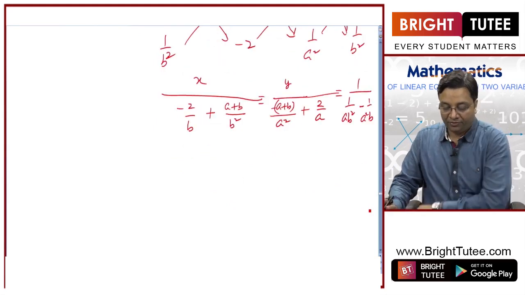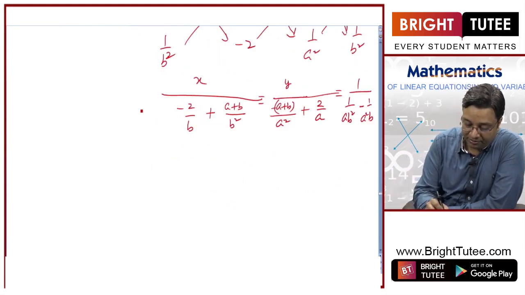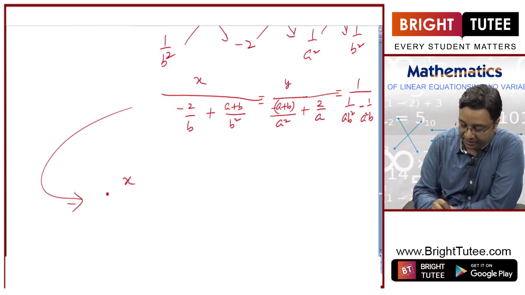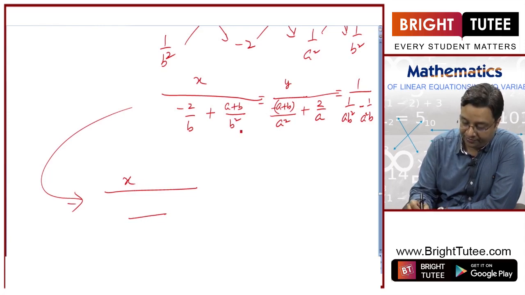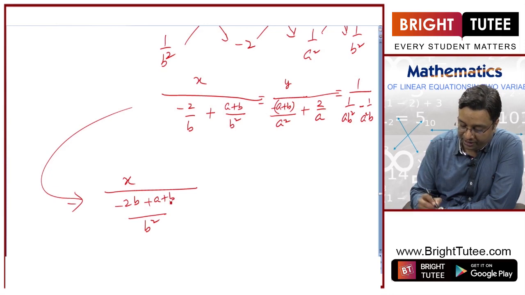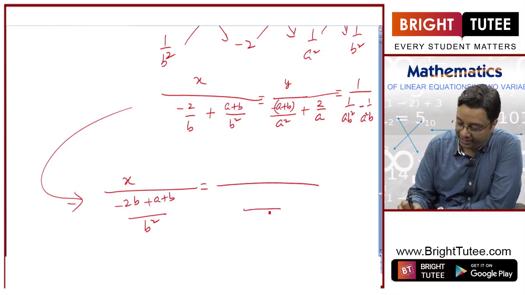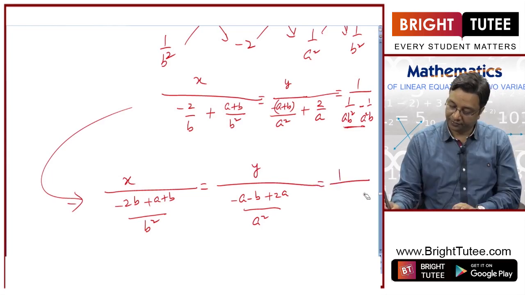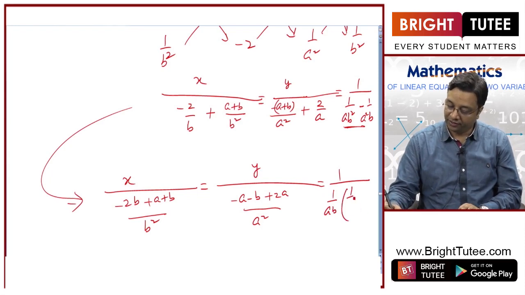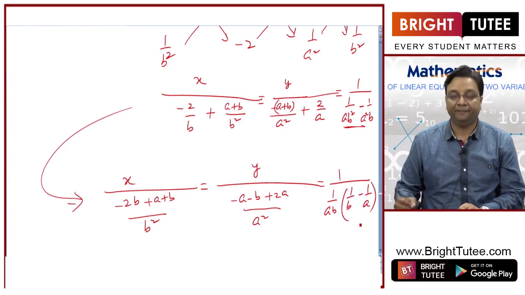Okay. Now, let me further simplify it a bit. This can be written as x divided by, you can take b square as your LCM. Okay. So, you can write it as minus 2b. If b square is the LCM, you can write it as minus 2b plus a plus b here, and it is equal to, if you take a square as your LCM here, you can write minus a minus b plus 2a, right, and if you take 1 by ab common, you can write 1 by b minus 1 by a inside.